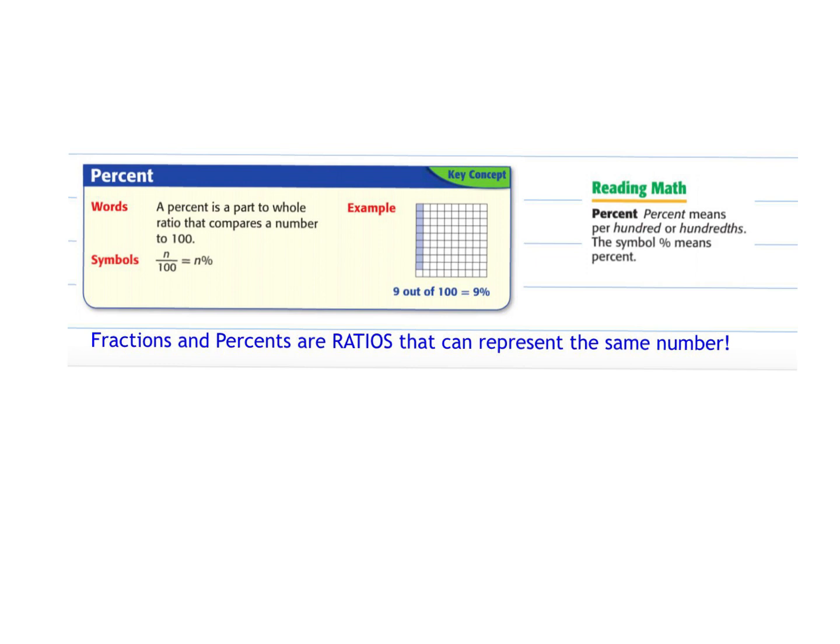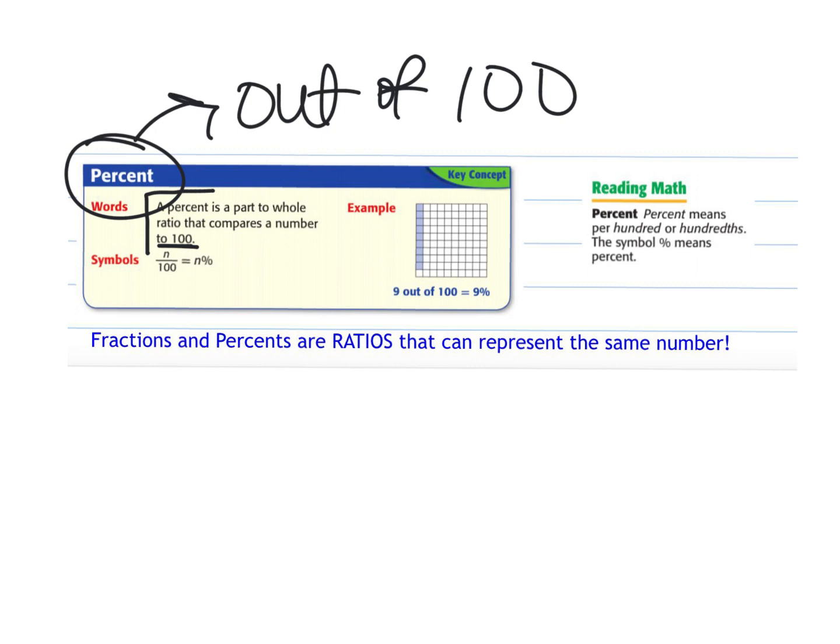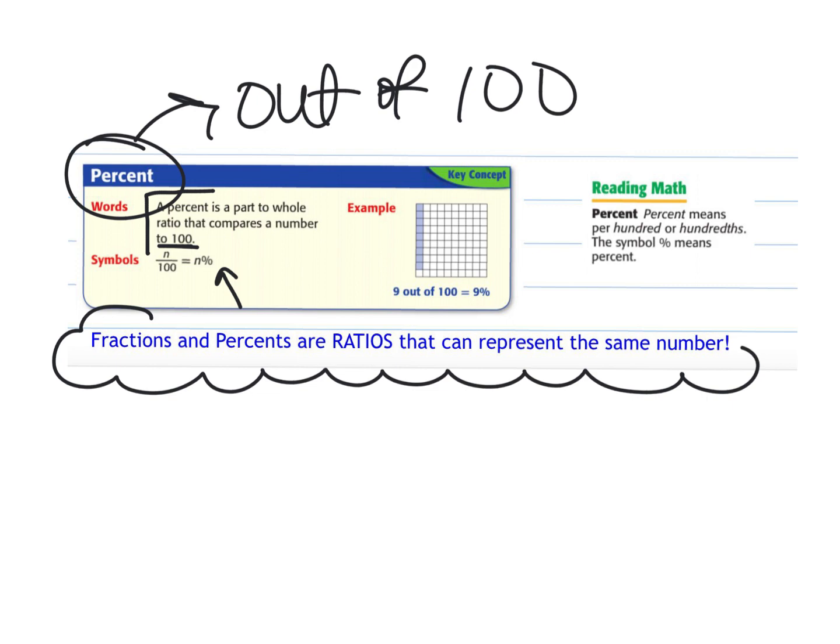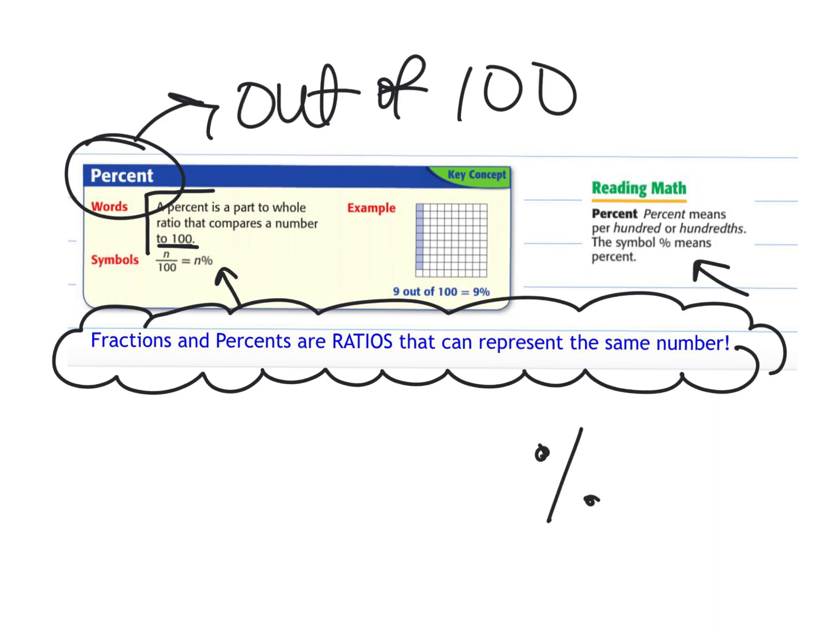Something important that we want to make sure that we understand is, first of all, a percent is a part to a whole ratio that compares a number to 100. So we want to remember that percent is out of 100. We write it with the percent sign like that. And then as a fraction, it would be whatever percent it is out of 100. So fractions and percents are ratios that can represent the same number. Percent means per 100 or hundredths, using this as the percent sign.